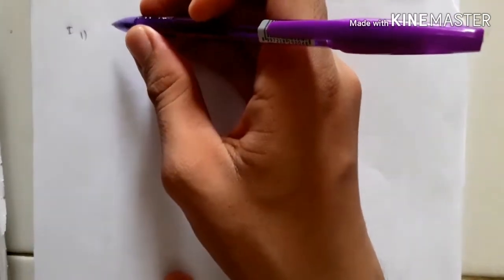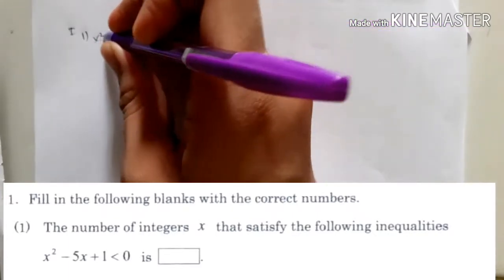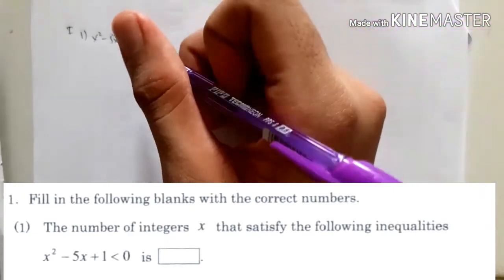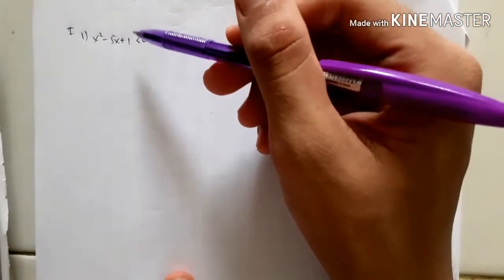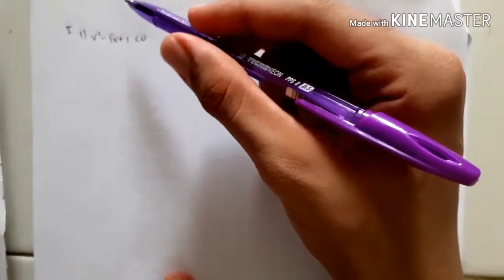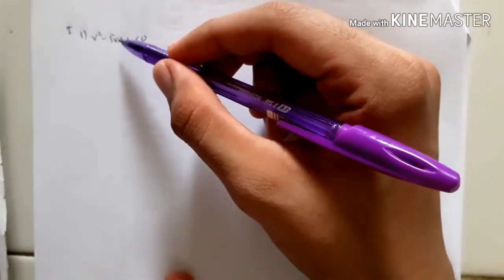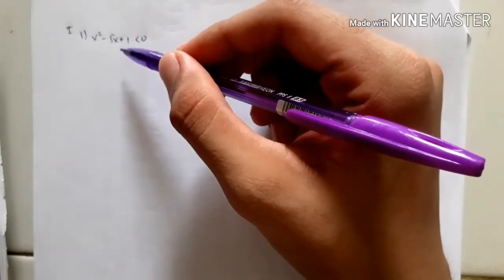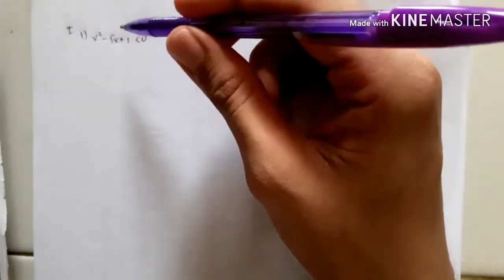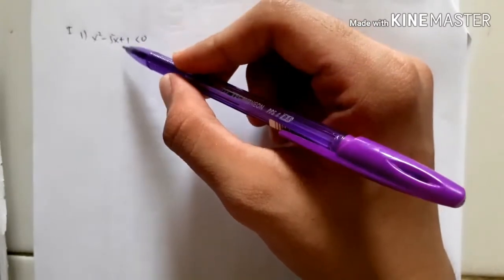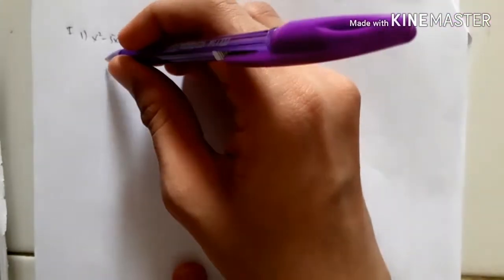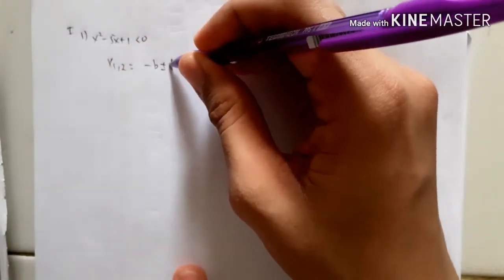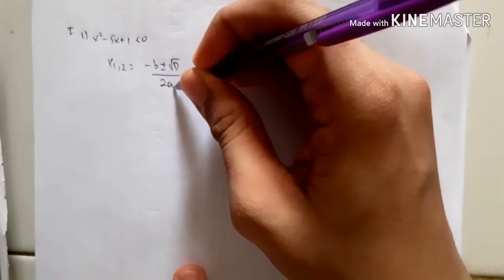The number of integers x that satisfy the following inequality: x squared minus 5x plus 1 is less than 0. Basically we have to find the interval of x that satisfies this, and because this is a quadratic equation, we can either use factorization or another formula. But because we didn't find any factorization here, we have to use this one: minus b plus or minus the root of the discriminant, over 2a.